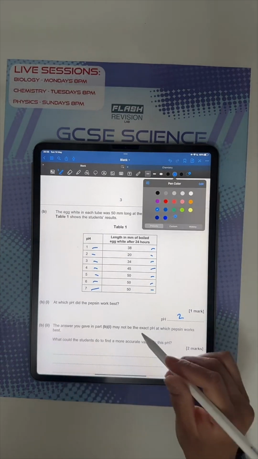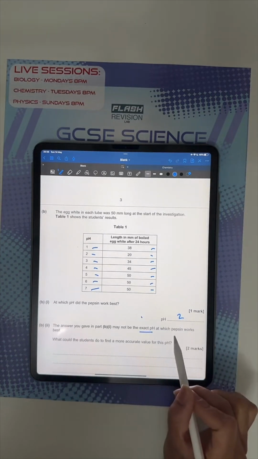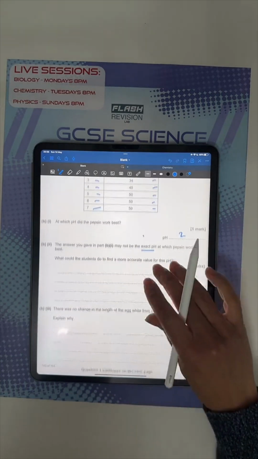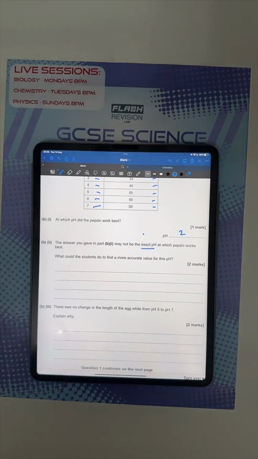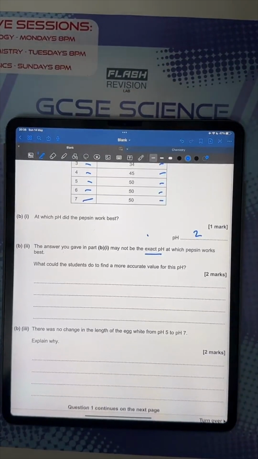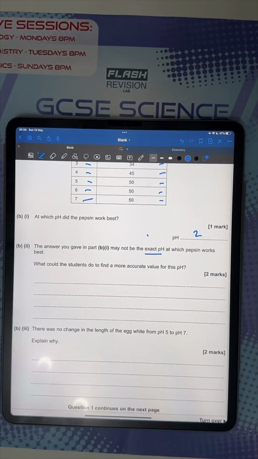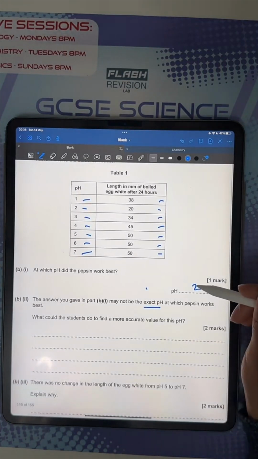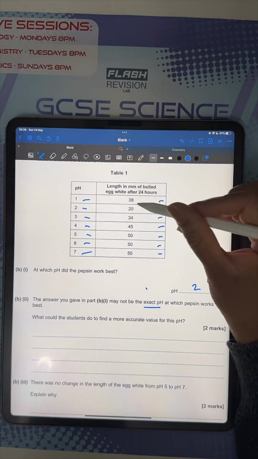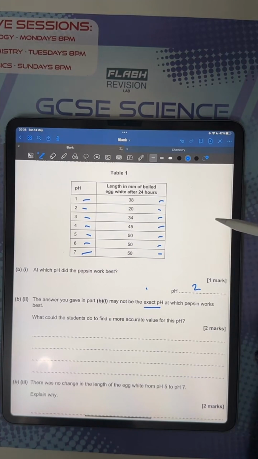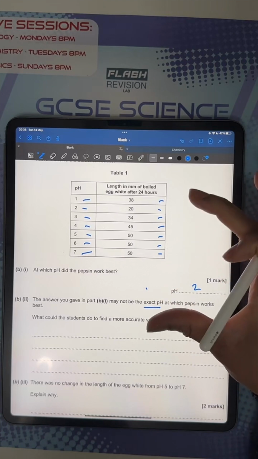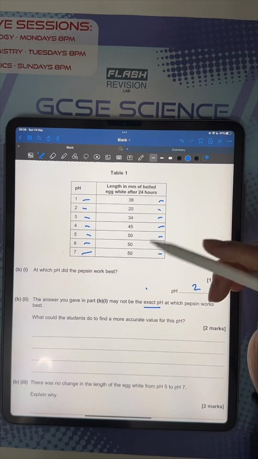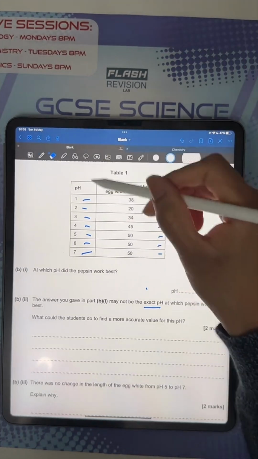So the answer you gave in part BI may not be the exact pH value in which pepsin works. What could the student do to find a more accurate value for pH? Sorry, someone asked to zoom it. Let me zoom this in. Should have done this earlier. So the reason we got 2, again, let me explain again, is because that's the shortest length. It's 20. That means it's worked best because the egg has gone from being really long to really short. So that means the pepsin has broken it down a lot. It's broken it down more than all the others. That's why it's working the best there.